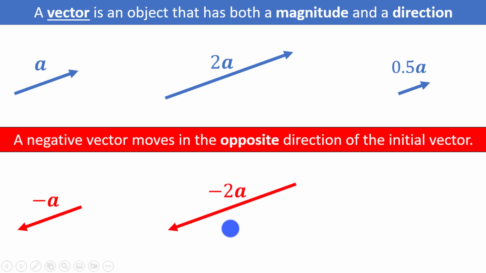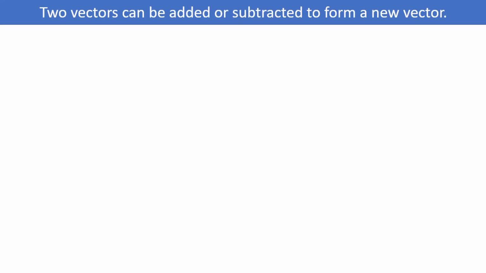Here is negative 2A. This is the same thing as 2A, except the direction is reversed. Here is negative 0.5A, so hopefully you're getting the idea. Two vectors can be added or subtracted to form a new vector.